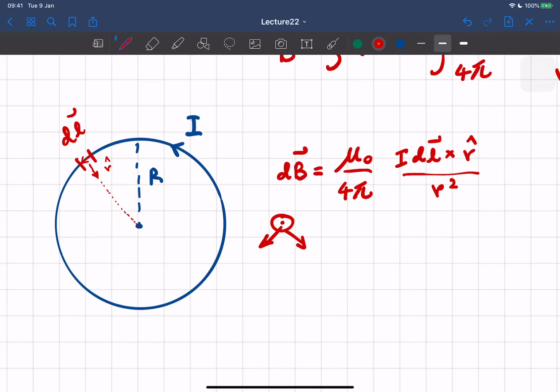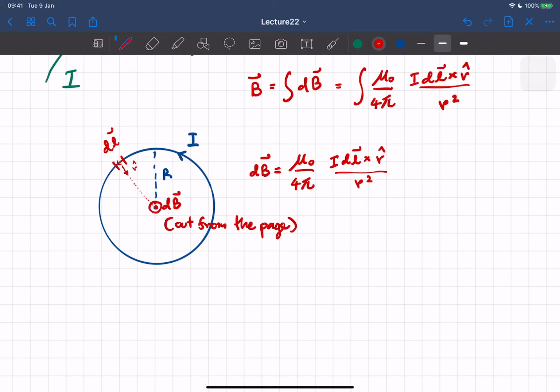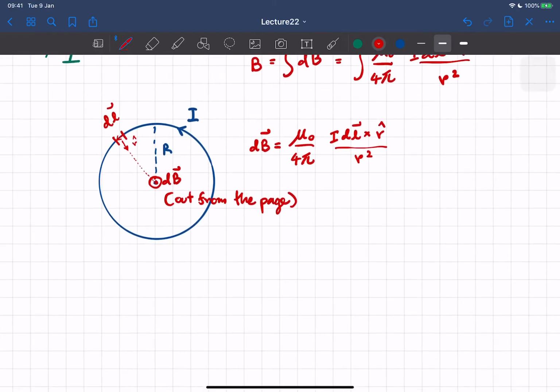Not going up, sorry, coming out from the page. So dB here is out from the page. Okay, not into the page, it's out from the page. And it's going to be the same no matter what section or what point on the circle that you pick.